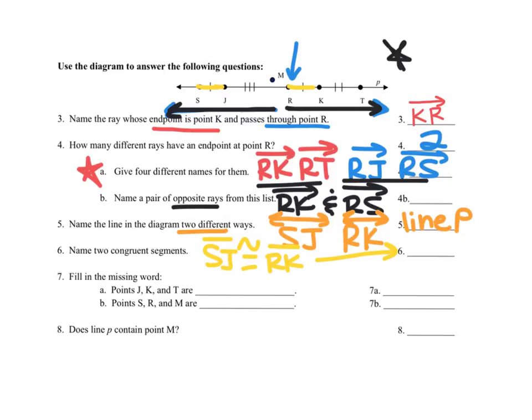Number 7. Fill in the missing words. Points J, K, and T are, I'm going to go with collinear here, because they're all on a straight line. Part B, S, R, and M. S, R, M. Those are non-collinear. They are not on the same line.